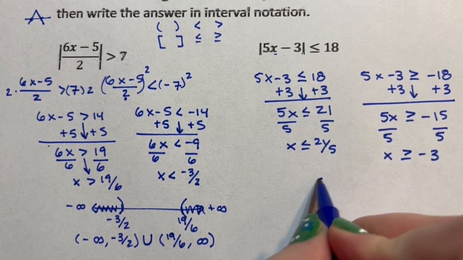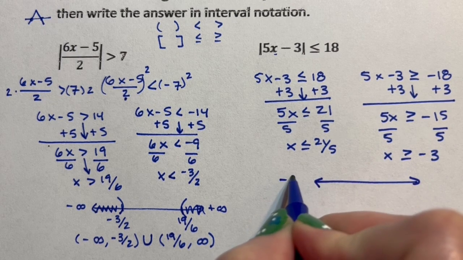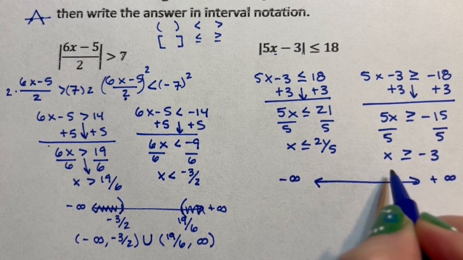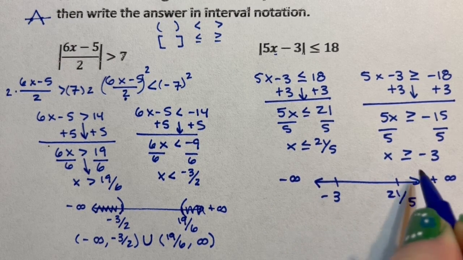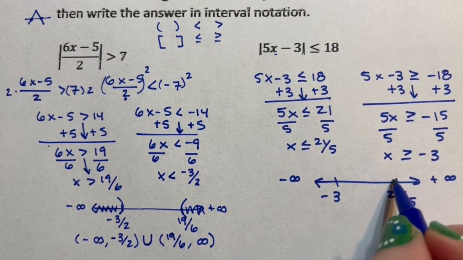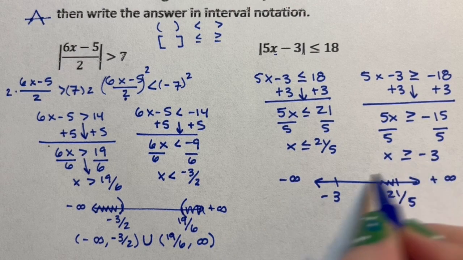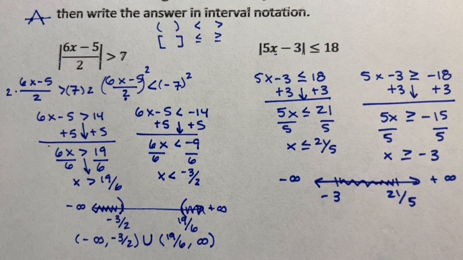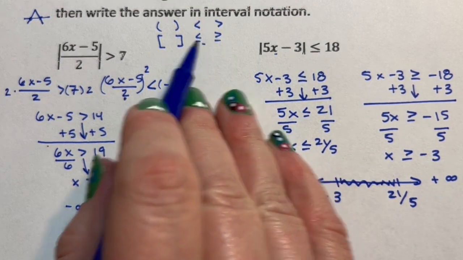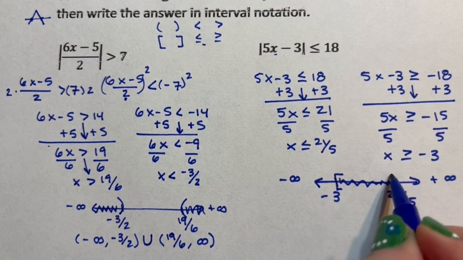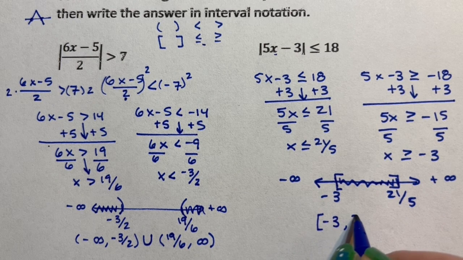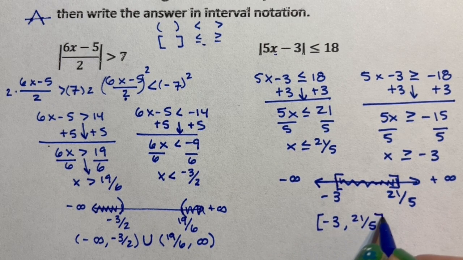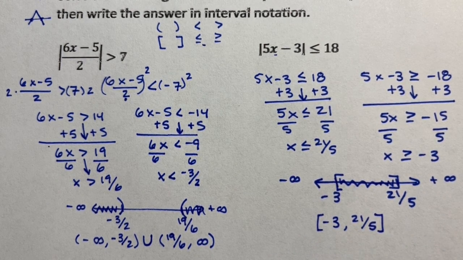So if I graph negative infinity, positive infinity, I have a negative 3 and a positive 21/5. x is less than the 21/5. It's greater than the negative 3. They both have the equal signs. That means I'm going to use those brackets. So my interval notation is going to be negative 3 to 21/5.